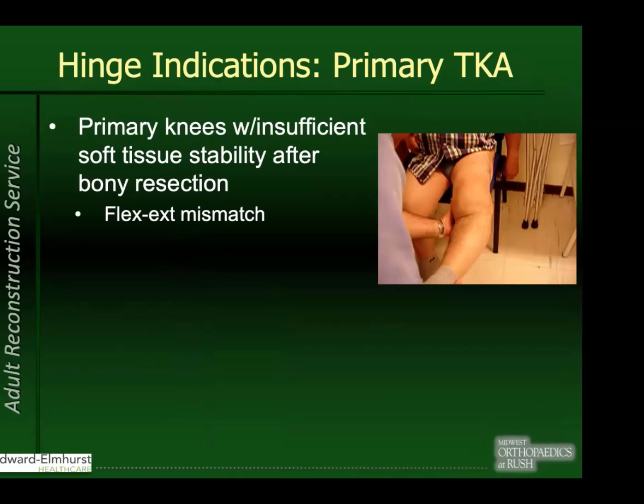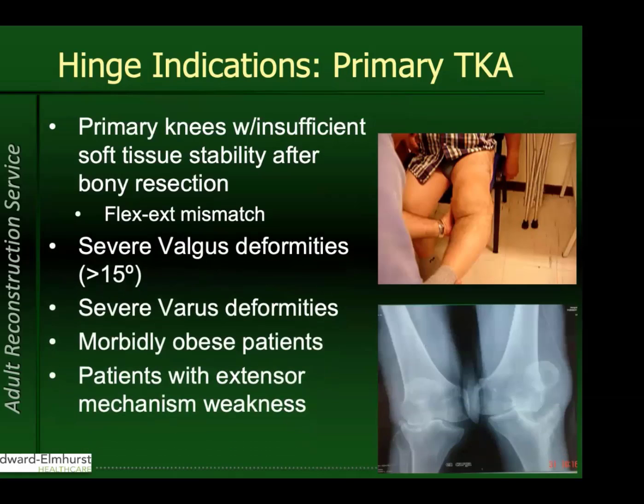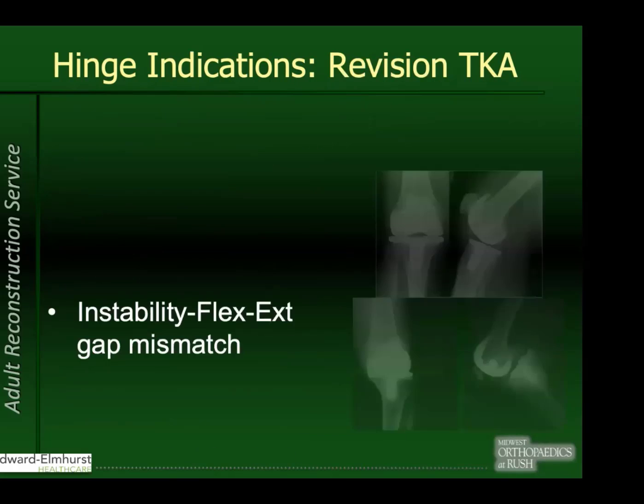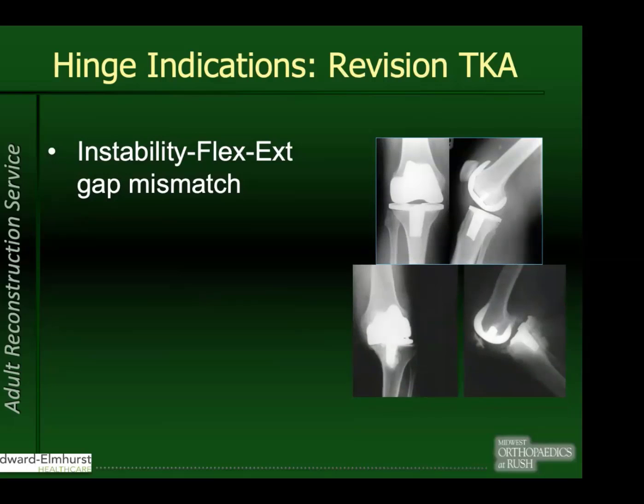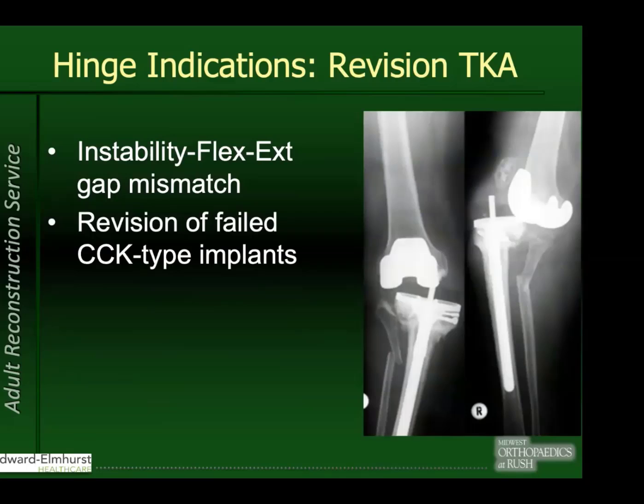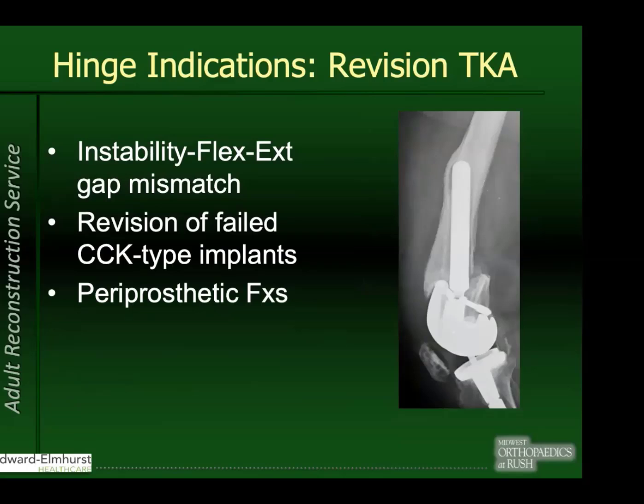So that you're not coming back for issues with that. My indications for a hinge, talking about primary knees for a second: flexion extension mismatch, severe soft tissue instability, severe varus deformities or valgus deformities. Morbid obesity can be a case for some of these patients where when they flex the knee, it just pushes the tibia forward and there's instability anterior posterior. Anybody that has a weak extensor mechanism is a candidate to me potentially for a hinge. I don't do very many primary hinges.